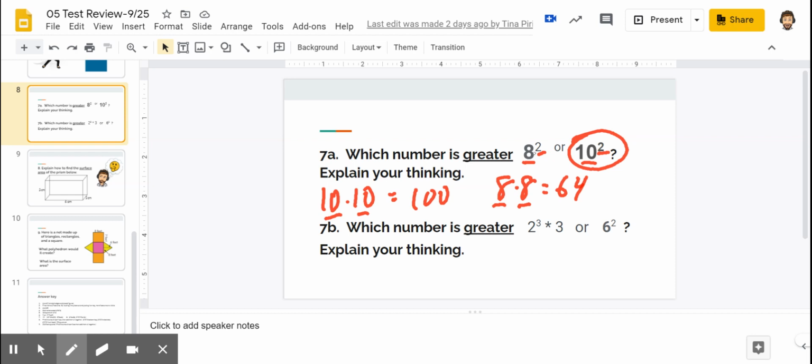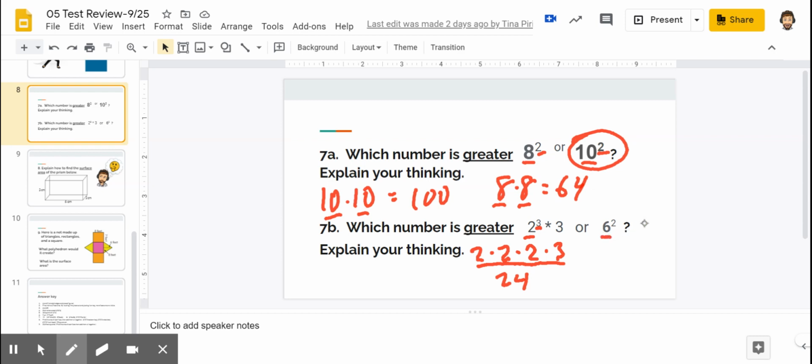For problem B, which number is greater? Explain your thinking. We need to evaluate this. So we have a base of 2. 2 is going to be multiplied repeatedly, and an exponent of 3. So 2 is multiplied by itself 3 times, and then that star is another way to indicate multiplication when we're typing. 2 times 2 is 4, and then 4 times 2 is 8, and then 8 times 3 is 24.